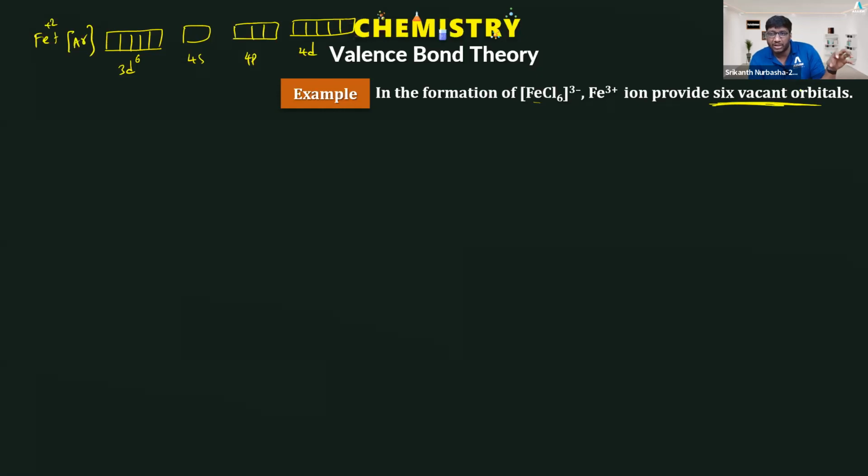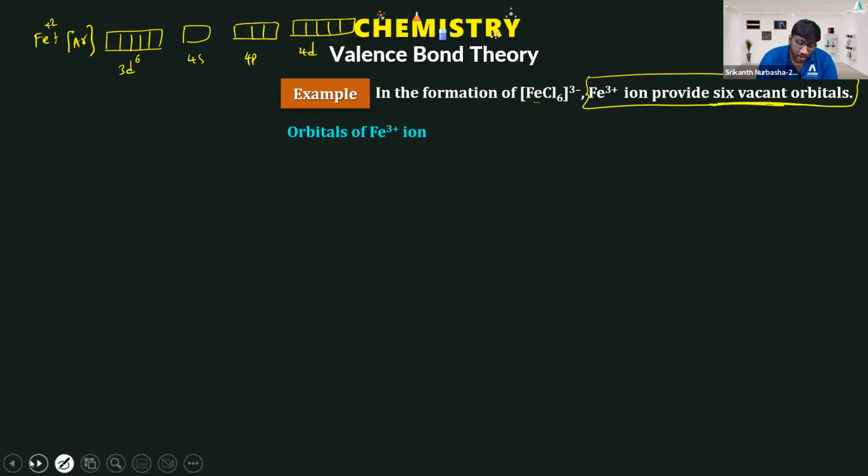Maximum number of vacant orbitals required to have 12 electrons. 6, no? Yes or no? FeCl6 3 minus, 6 ligands are there, 6 into 2, 12 electrons are obtained. So one orbital can have a maximum of only 2 electrons. So 6 orbitals we have to require. So 6 orbitals from where we have to require? From the metal ion. Yes or no?